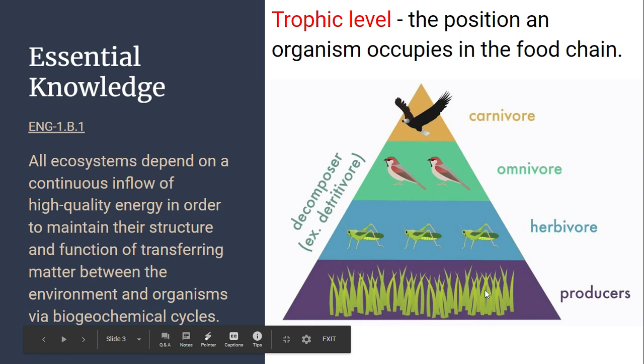At the base of our pyramid, we have our producers. They're going to capture solar energy. They're going to capture that high quality energy from the sun. They're going to fix carbon dioxide and turn it into glucose. And these guys are called our producers. What eats producers are our primary consumers, also known as our herbivores.